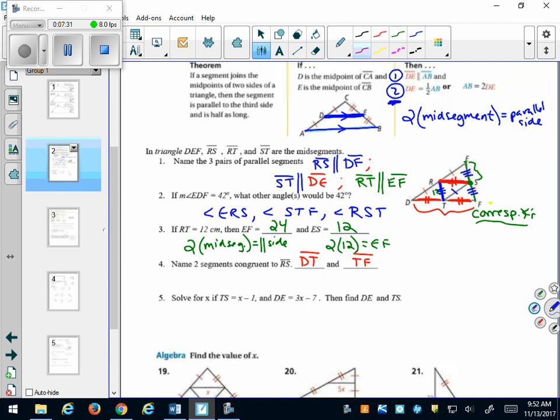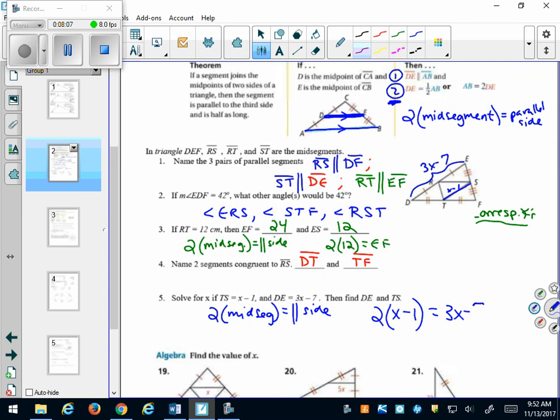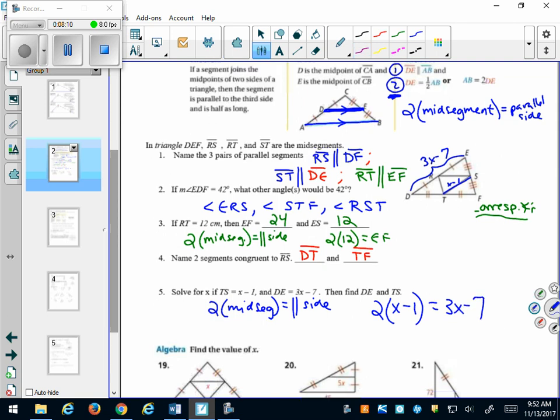Okay, solve for x if TS is x minus 1, and DE is 3x minus 7. And then find DE and TS. Okay, so again, 2 times the midsegment equals the parallel side. So you're going to have 2 times the midsegment, x minus 1, equals the parallel side, 3x minus 7. Distribute this and solve for x.